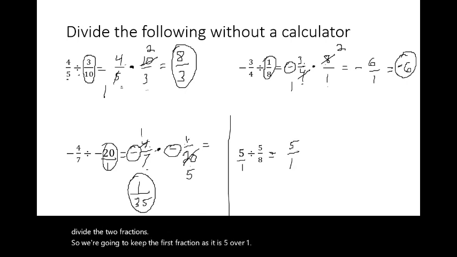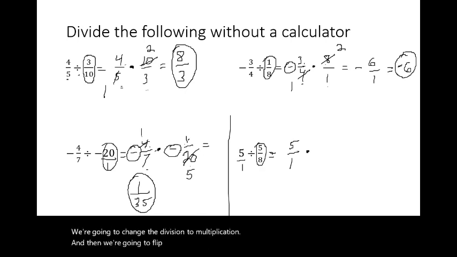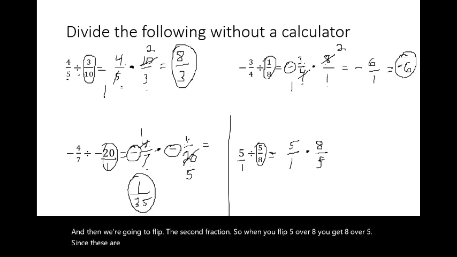We're going to change the division to multiplication. And then we are going to flip the second fraction. So when you flip 5 over 8, you get 8 over 5. Since these are both positive, our answer is going to be positive, but let's just cross-reduce.